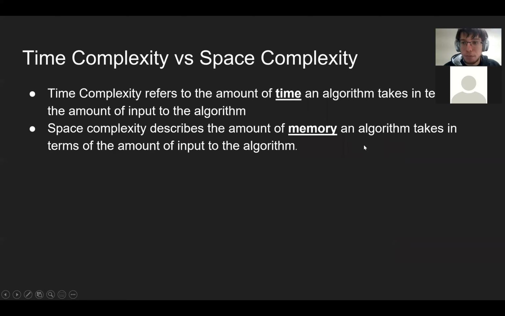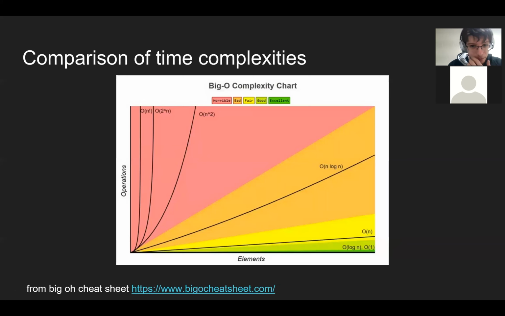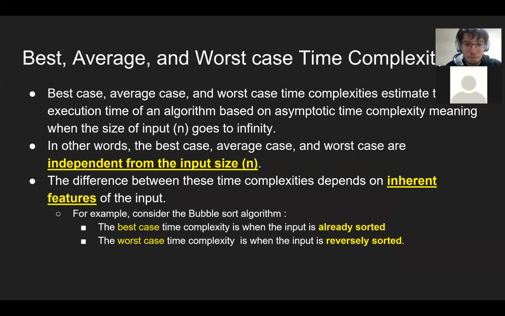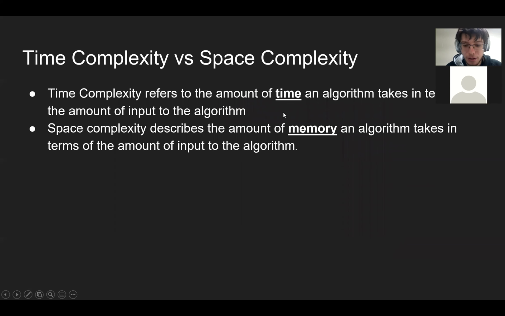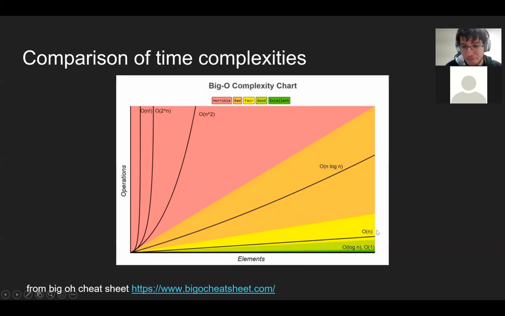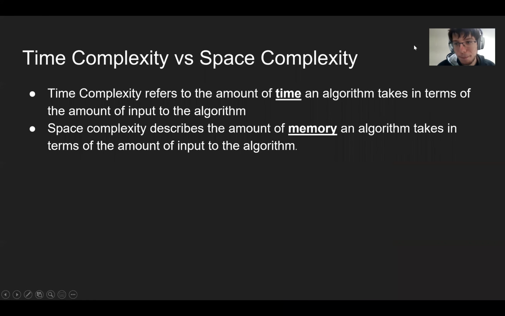There's a difference between time and space complexity. Time complexity is the amount of time that an algorithm runs, in terms of asymptotic time, like big O of n, for example. And space complexity is the amount of memory it takes.